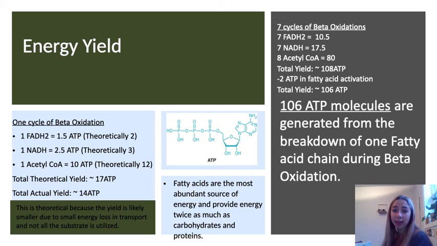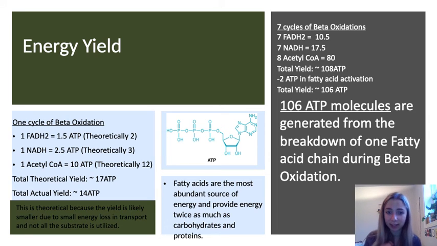So that's going to create 7 molecules of FADH2, which is going to equal 10.5 ATP molecules, 7 NADH, which will be 17.5 ATP, 8 acetyl-CoA, which will be 80 ATP, and that's going to make a total yield of about 108 ATPs. But we're going to take away 2 ATPs for the fatty acid activation, which takes some energy, and then we're going to end up with a total approximate yield of 106 ATP molecules that are generated from the breakdown of 1 fatty acid chain.